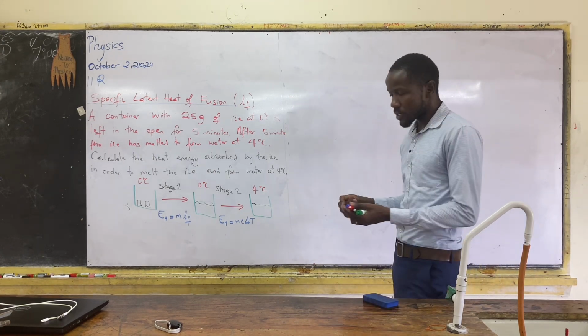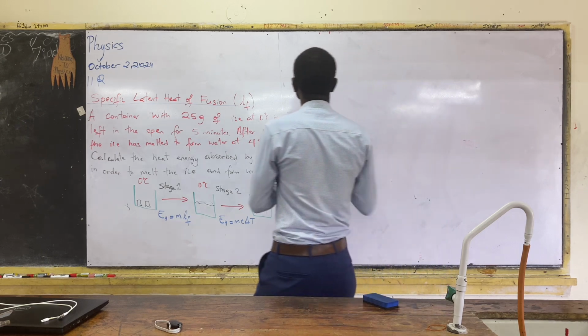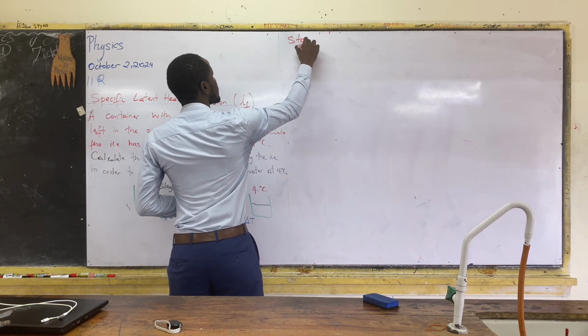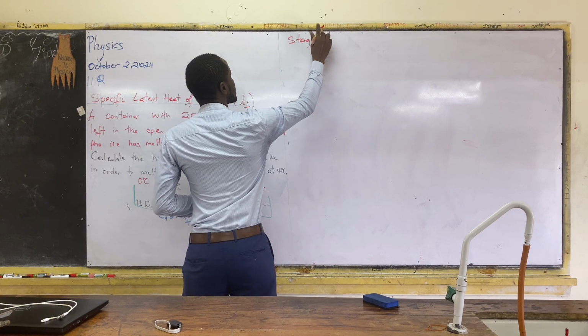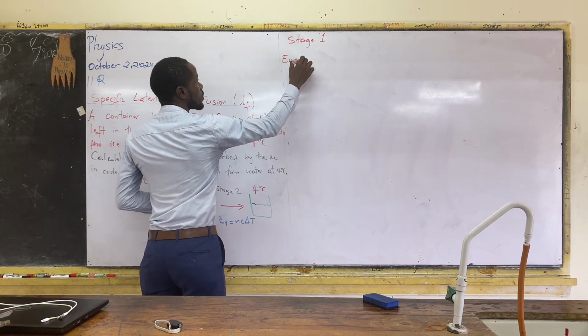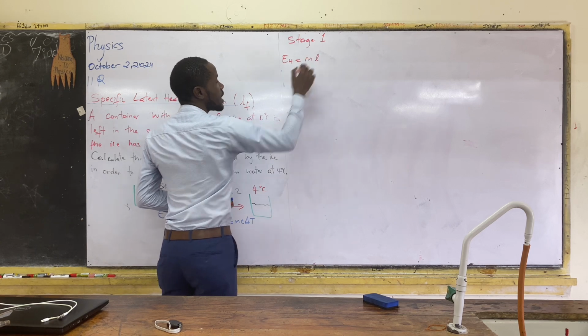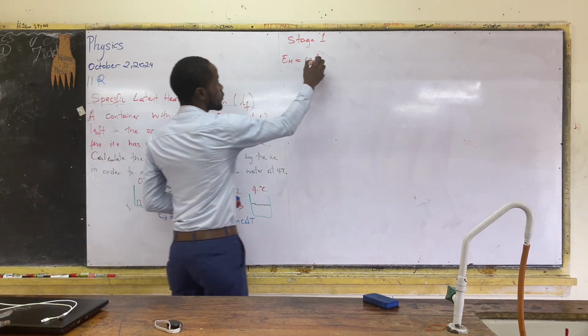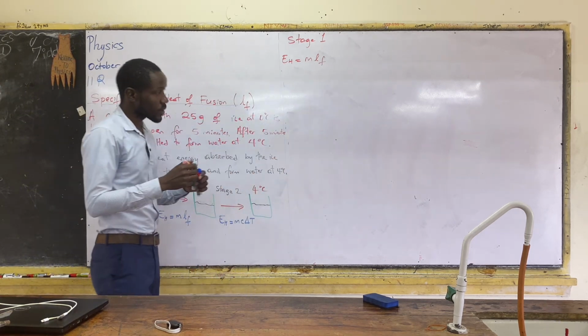So we're going to work out stage 1 and then stage 2. So let's say stage 1. For stage 1, we say that EH equals ML what? MLF, right? Because it's fusion, right?